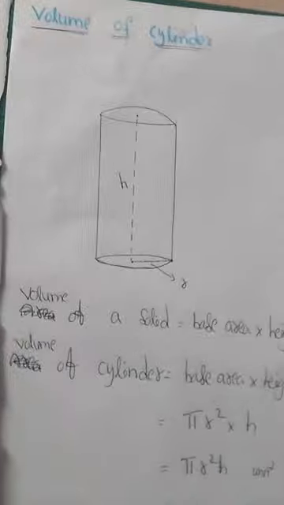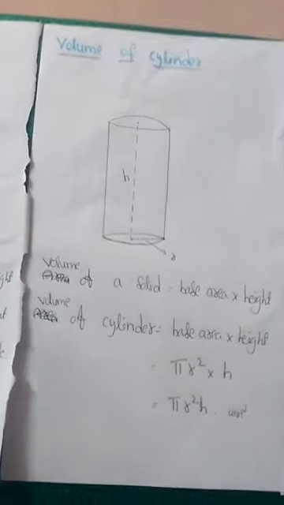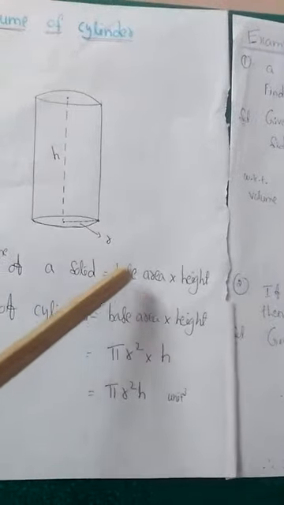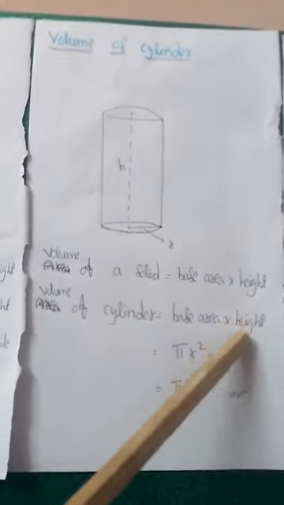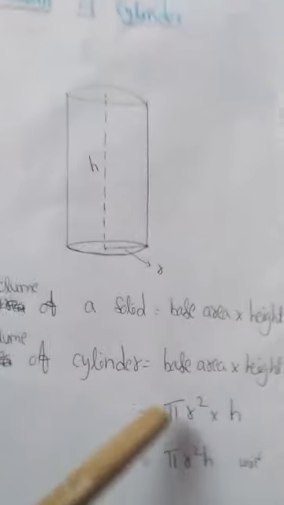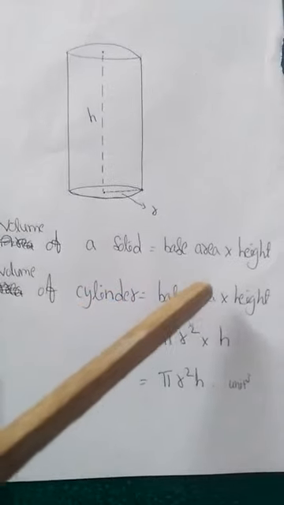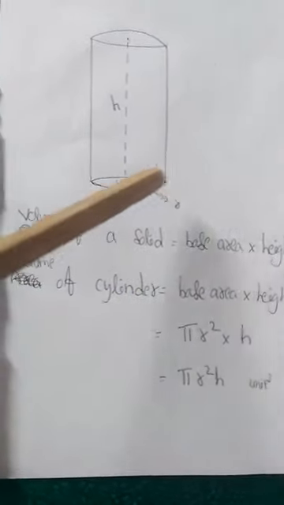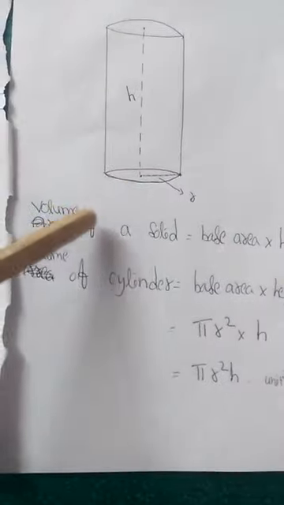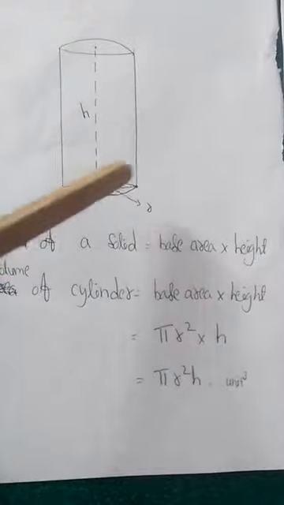And the next one, volume of a cylinder. Whatever the solid may be, I told the volume of any solid is base area into height. You take a cuboid, base area into height. You take a cube, base area into height. You take a cylinder, base area into height. So volume of cylinder equals base area into height. Now its base, it means the cylinder base is in which shape here? Circular shape. That means the base is a circle here.